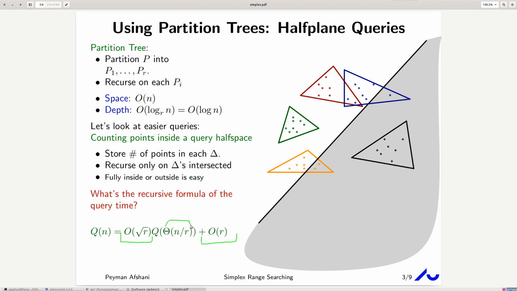To solve it is a little bit tricky, or maybe not too tricky, but in the exercise classes we're going to solve that. This solves to almost square root n, n to the 1/2 plus epsilon, when R is a constant. And if you remember, so that's it. To answer half plane queries, to count the number of points inside the half plane, I just built a data structure that has linear space and has roughly square root n query time. So almost reproducing what I showed you in the previous video.